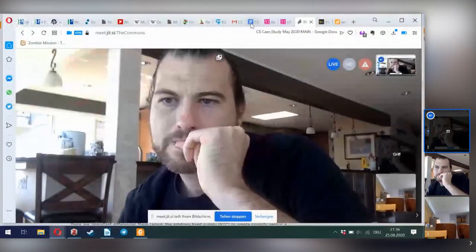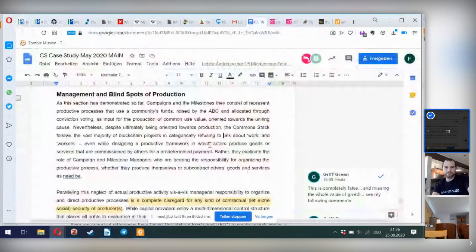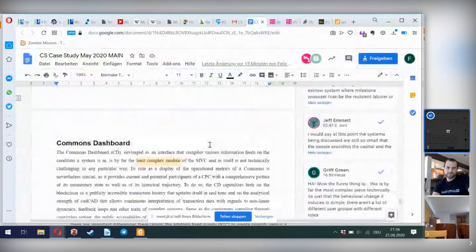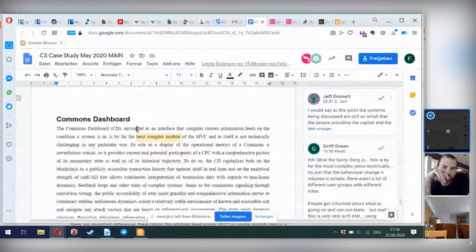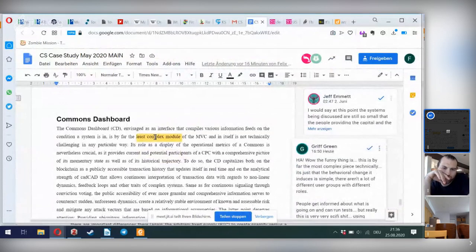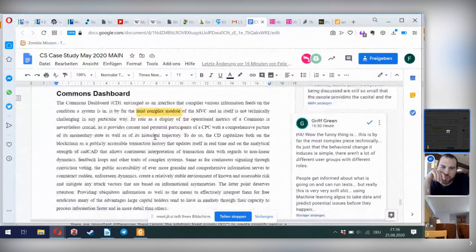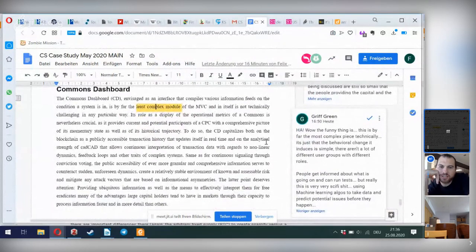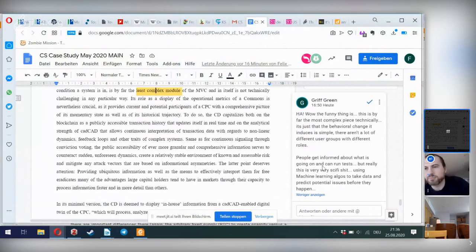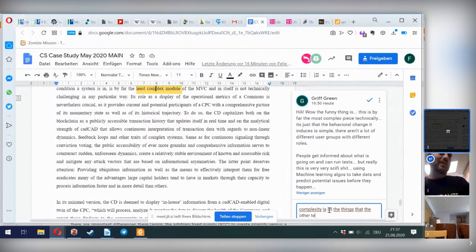Okay, I'm screen sharing again. Now I'm good. So, let's leave the workers for last and go to the Commons dashboard, the least complex module, or not. Not even close. It's by far the most complex. The complexity is in all the things your friends are hacking on. The simple thing is the user behavior and there aren't very many roles. You have people who want information, and a module that gives them information. That's it.